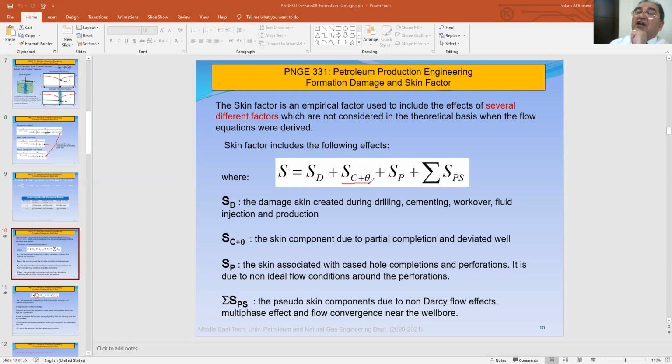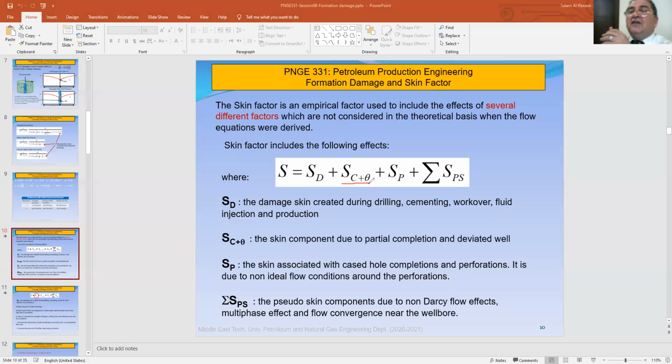This is the second category of the skin factor. The first one is S sub D, the mechanical skin factor plus the skin factor from the injection process, if we have, plus the skin factor from the production process. The second category, S sub C plus theta. S sub C is the one caused by the partial completion. S sub theta is the one caused by the deviated holes.